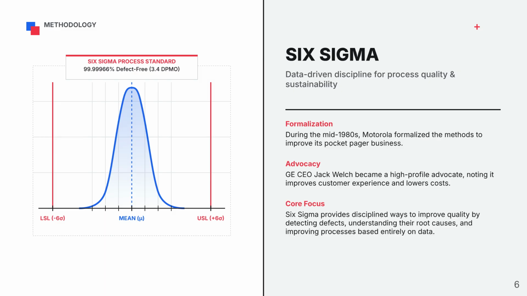Its success soon attracted global attention, and companies such as General Electric, under the leadership of Jack Welch, adopted Six Sigma across their operations. They demonstrated that improving quality not only reduced costs, but also increased customer satisfaction and overall business performance. The core idea behind Six Sigma is simple. Instead of making decisions based on assumptions, organizations collect data, measure process performance, identify the root causes of defects, and implement improvements based on factual evidence.